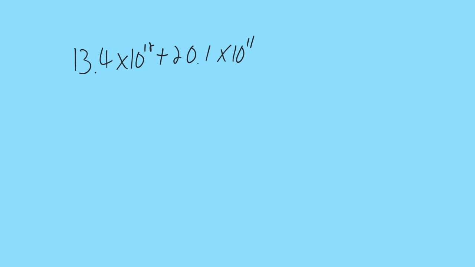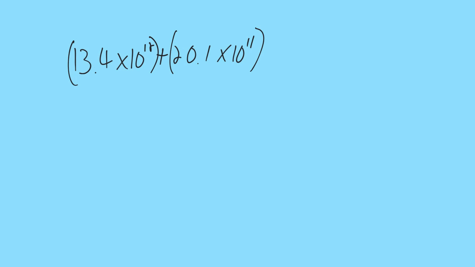Okay, so now that we know what scientific notation is and how moving the decimal place works a bit, let's add scientific notation together. So here we have 13.4 times 10 to the 12th plus 20.1 times 10 to the 11th. Now, whenever I am adding or subtracting scientific notation, I need to make sure that they have the same exponent. Okay, so notice that I have times 10 to the 12th and times 10 to the 11th. They do not have the same exponent.